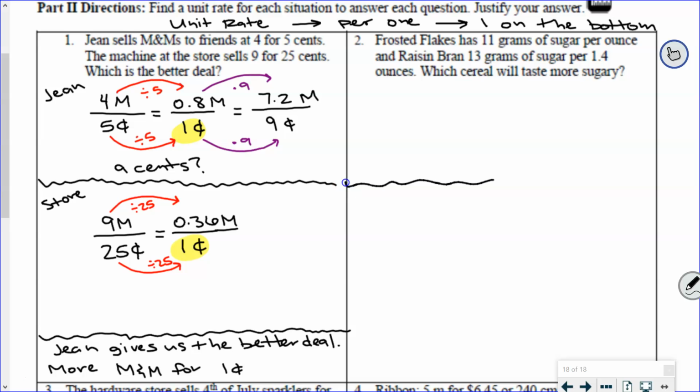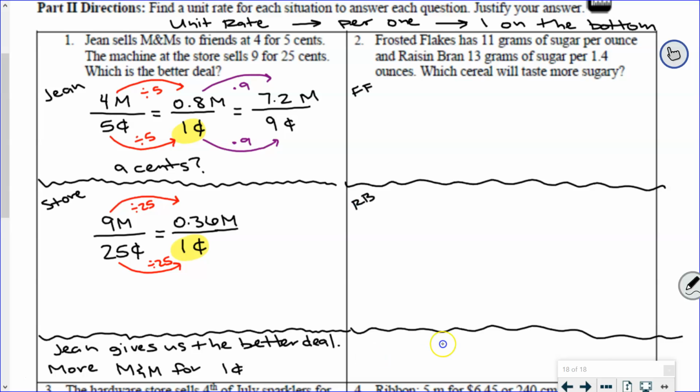So I'm going to split this up again so that I can kind of show my work in an organized way. And again, I'm going to do the Frosted Flakes up here and I'm going to do the Raisin Bran down here. And then here's where I'm going to officially answer that question, which one is more sugary. So we need to find unit rates, and then we need to compare them. In-person students, you guys are going to work with your groups. Online learners, you're going to pause the video and work this out, and then we'll come back together to talk about it. Ready, set, go.